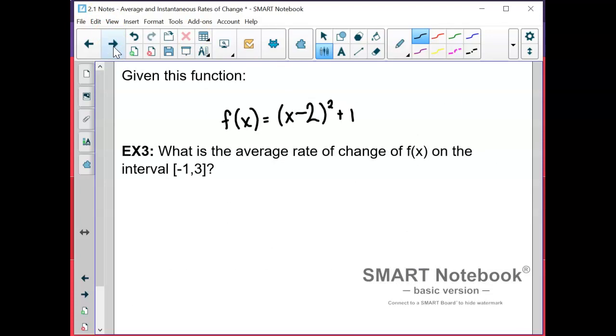Okay, now let's look at what happens if we want average rate of change just for a function. So here we have the equation f of x equals (x minus 2) squared plus 1. And so we want to know on the interval from -1 to 3. And if we want to know that on the interval from -1 to 3, what we need is the slope between the endpoints.